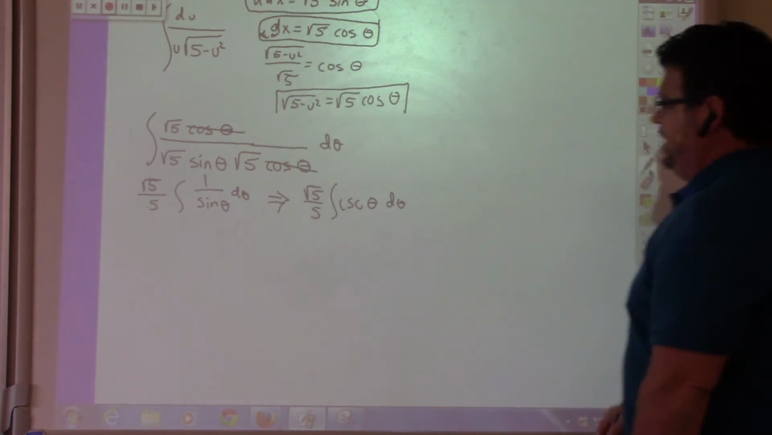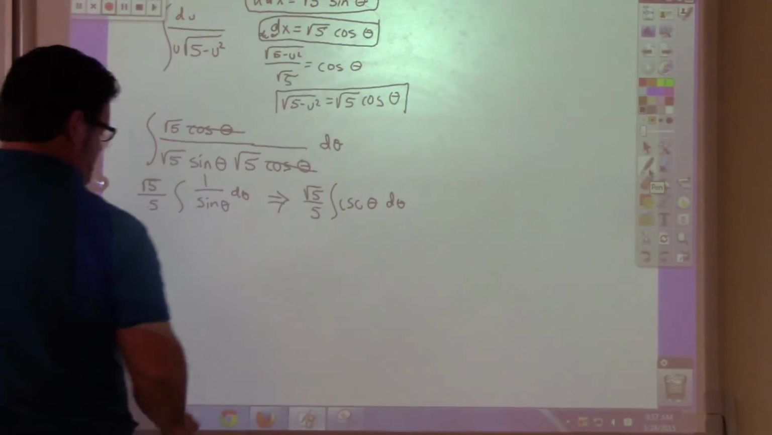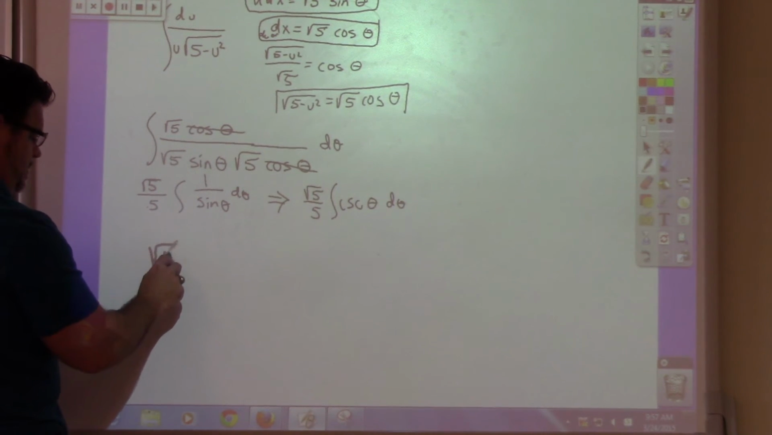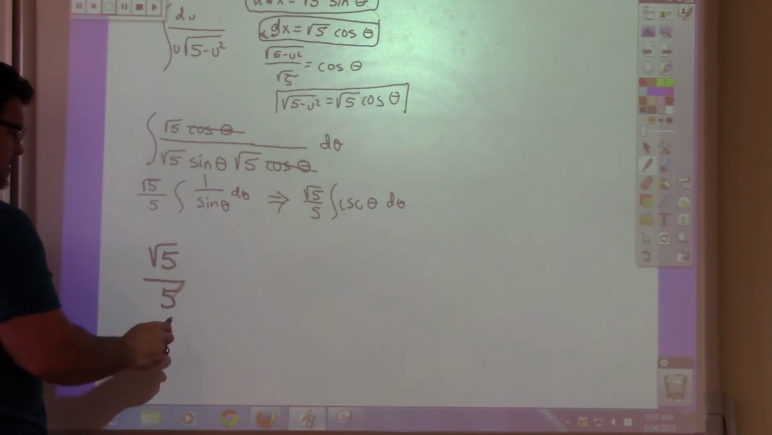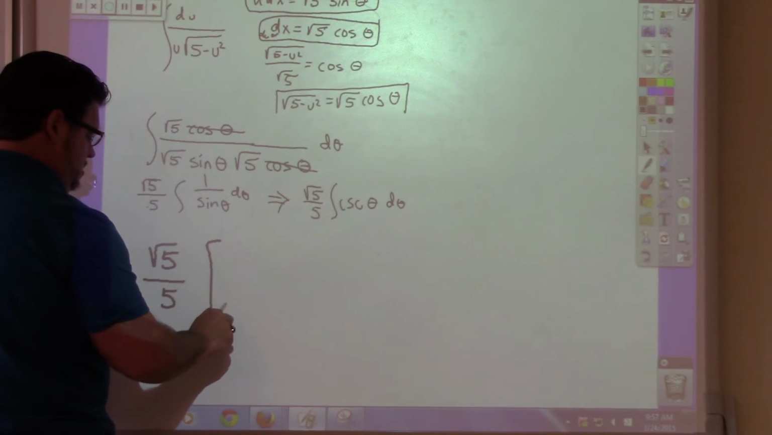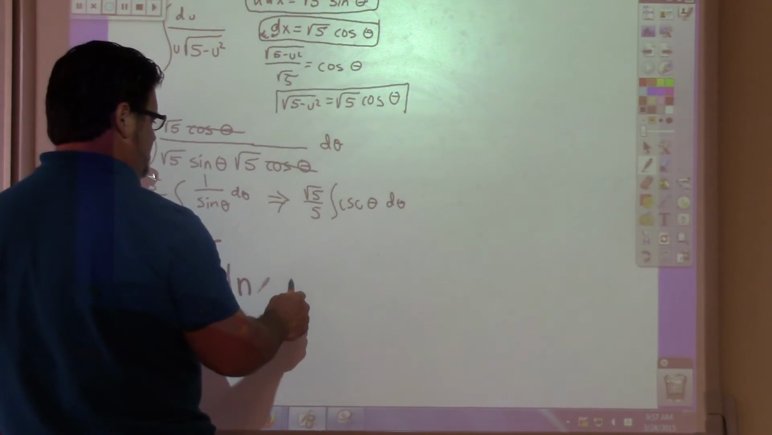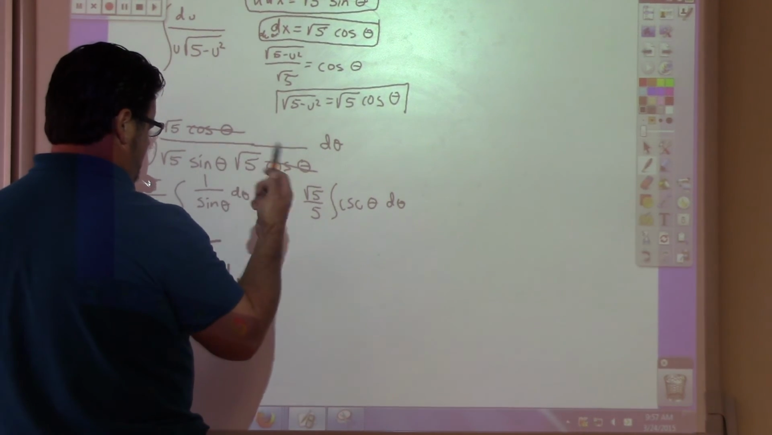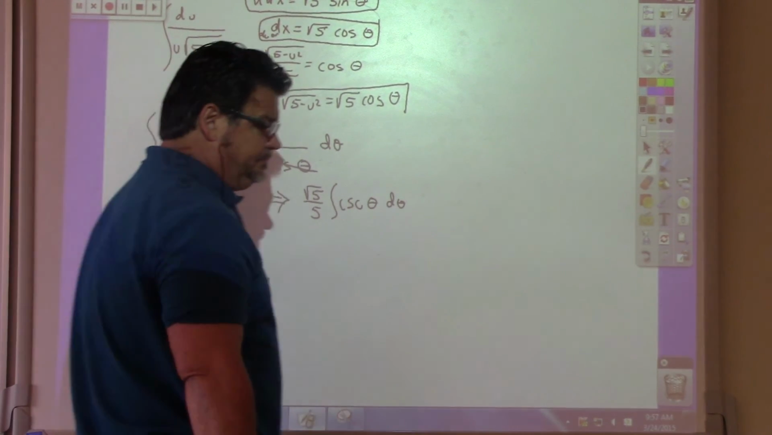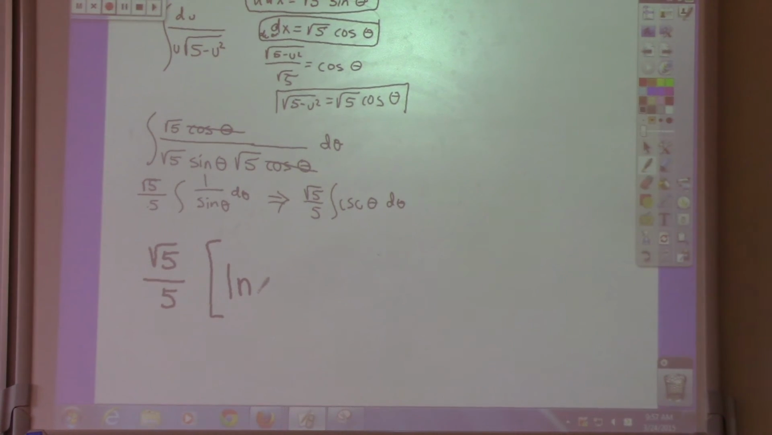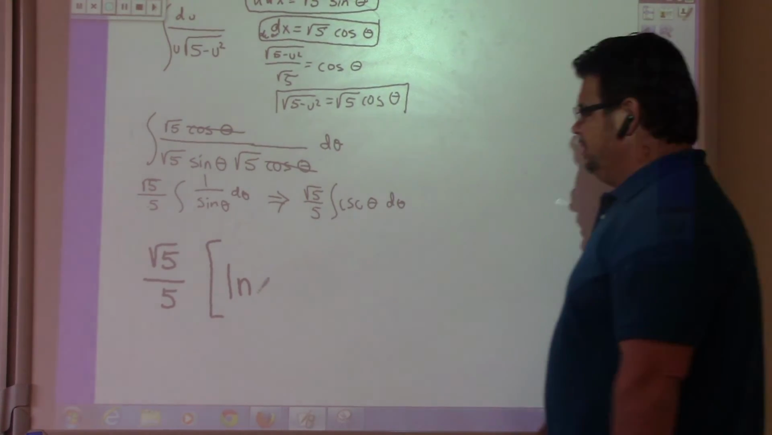All right, somebody help me out. That's square root of 5 over 5, what is it, the natural log of what? Cosecant minus the cotangent. Somebody help me out. Which one is it? I'm thinking it's the cosecant minus the cotangent, because they didn't even show me in the explanation. They just went to the answer.